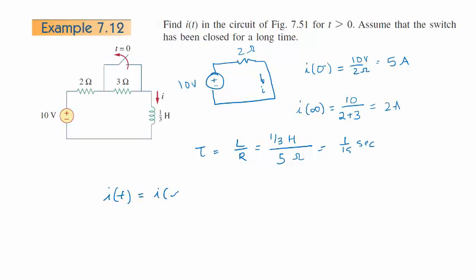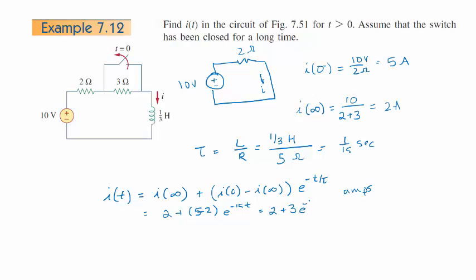So now we can write the full equation. It's i at infinity plus, bracket it, i at time 0 minus i at infinity, e to the minus t over tau. We know all of those things for this circuit, so we get a final solution, which equals 2 plus 5 minus 2 e to the minus 15t, because of the fraction there, which equals 2 plus 3 e to the minus 15t amps.